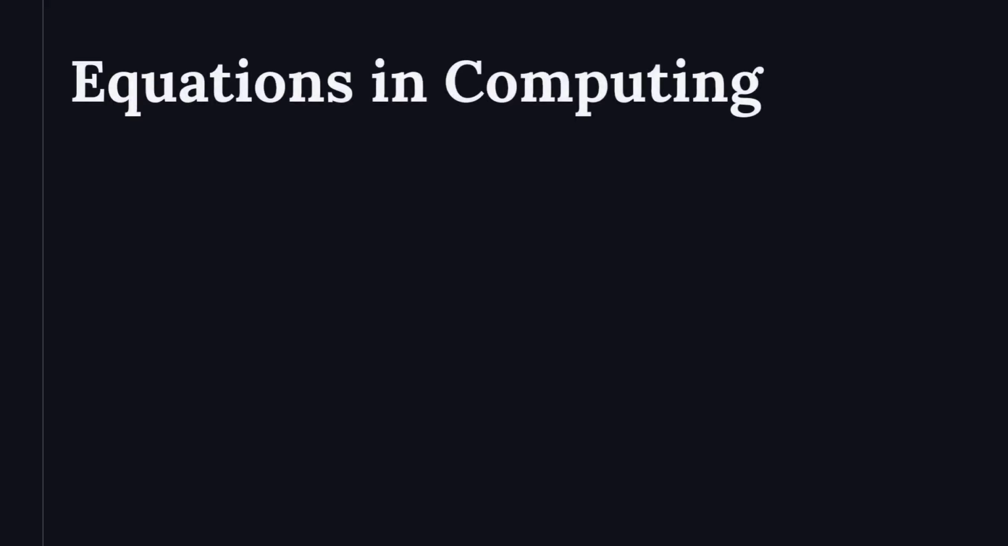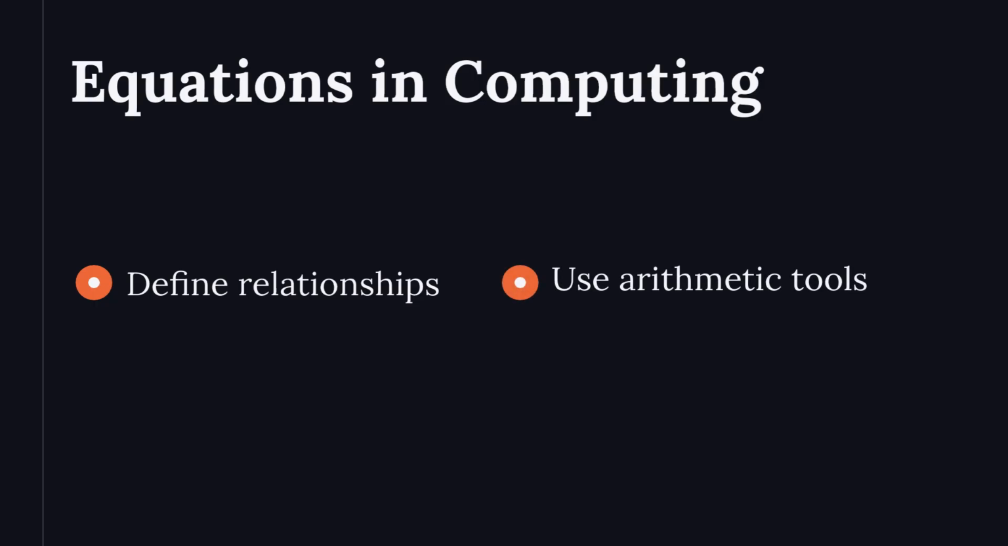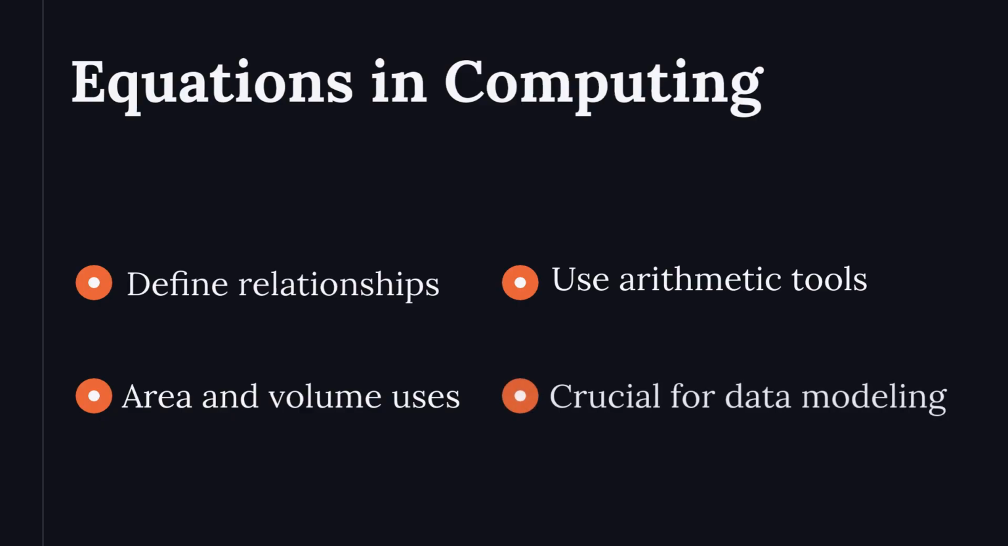Equations define relationships between variables in computing. They use arithmetic operators and constants for algorithm development. Common equations include area and volume calculations. These are applied in graphics and spatial analysis. Understanding equations is crucial for data modeling and system analysis.